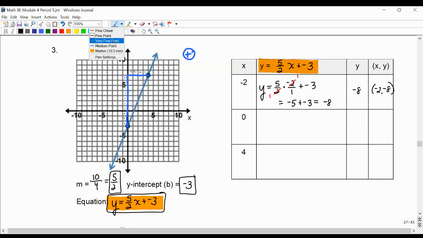And let's go to our graph and see if this looks correct. So -2, -8, that one checks out. We're looking that it lands on the line. It might not be a point that's already marked. Next is 0. So this one's going to probably be the easiest one to do. So this is going to be 0 plus -3, which is -3. So that's this point.